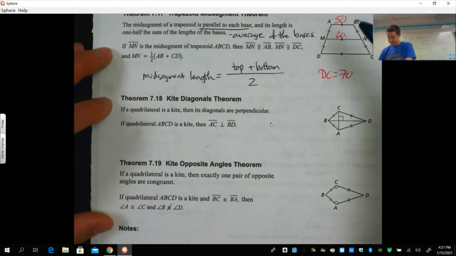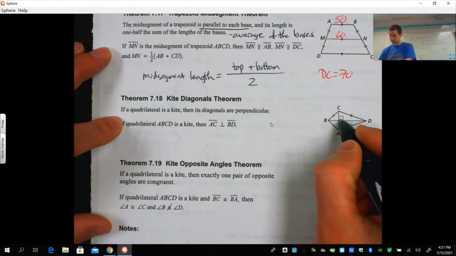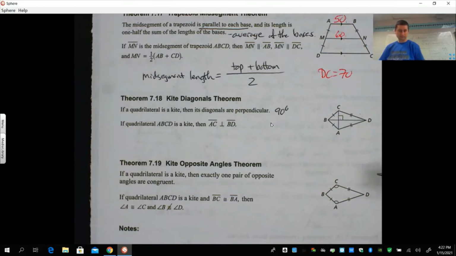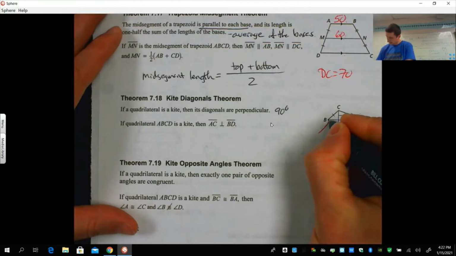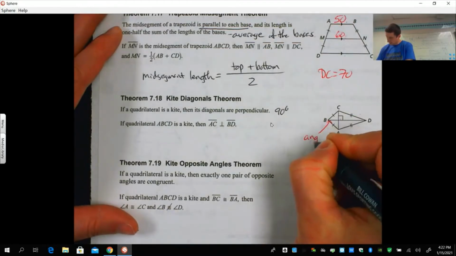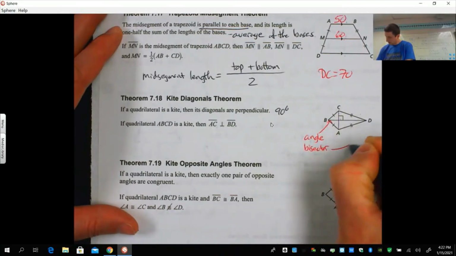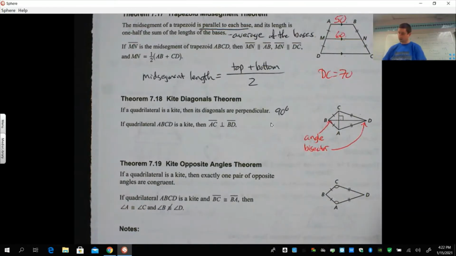Diagonals of a kite. If a quadrilateral is a kite, then its diagonals are perpendicular. Okay, so there's that 90-degree angle. Quadrilateral is a kite, then AC is perpendicular to BD. Okay. Other things we talked about there is this right here is going to be an angle bisector, along with that one right there. Okay, so those are angle bisectors.